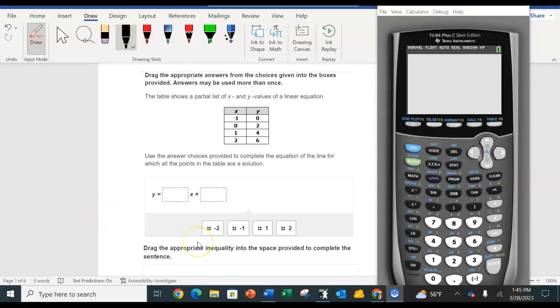Hey guys, I'm going to go over a few standardized test questions to help you better prepare for the EOC. All right, so it says drag the appropriate answers from the choices given into the boxes provided. Answers may be used more than once.